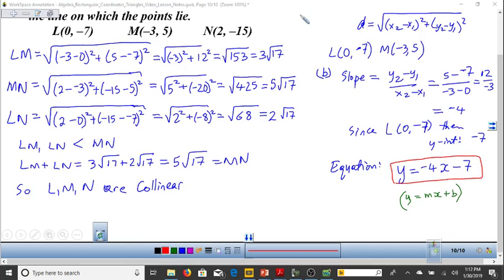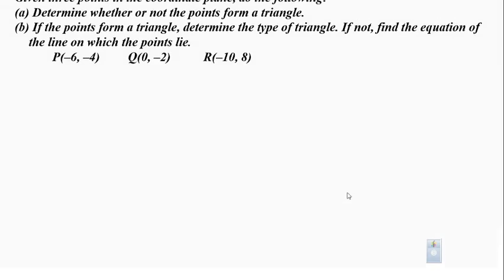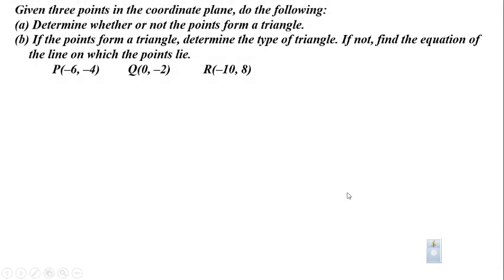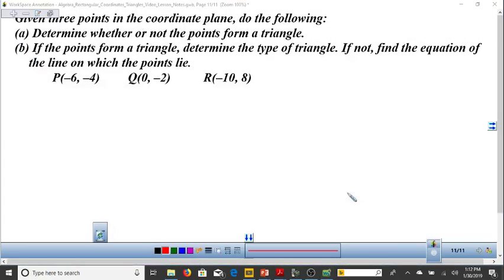Last example. In this case, we want to find the same information. We're going to use the same approach. The distance here is equal to the square root of x2 minus x1 squared plus y2 minus y1 squared. This formula you need to know, as well as the midpoint formula.